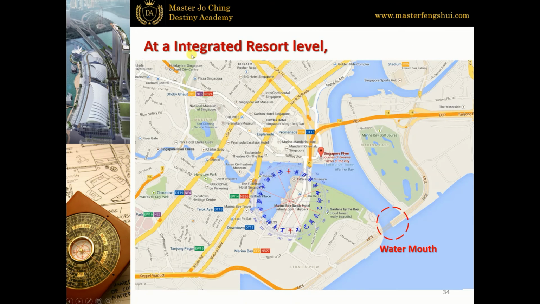So at integrated resort level, we can also use Liofa because there is this water mouth here. We just need to know, based on castle gate theory, how we actually put the Marina Bay Sands structure, and within Marina Bay Sands, how we open the doors, because there will be a lot of doors inside.